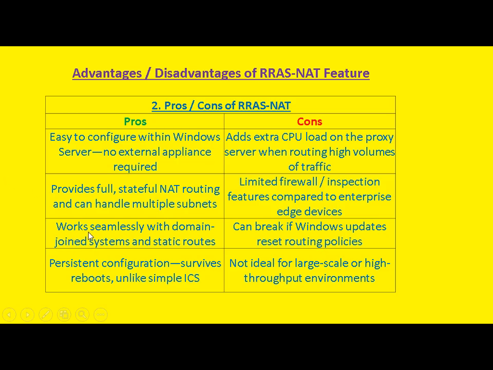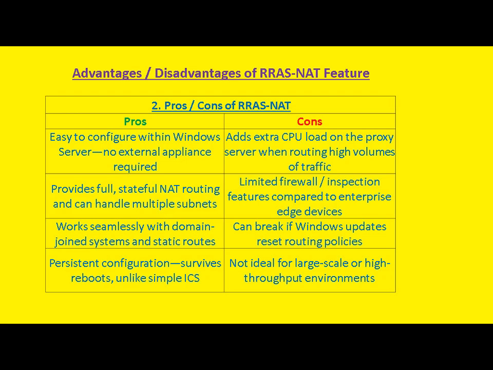Then it works seamlessly with domain-joined systems and static routes. Even if your machine is domain joined and internally connected to your DC, as our Windows 11 CL is, it will still get internet connectivity without configuring any extra IP. Through your internal DC IP only, it will get the internet connectivity also.